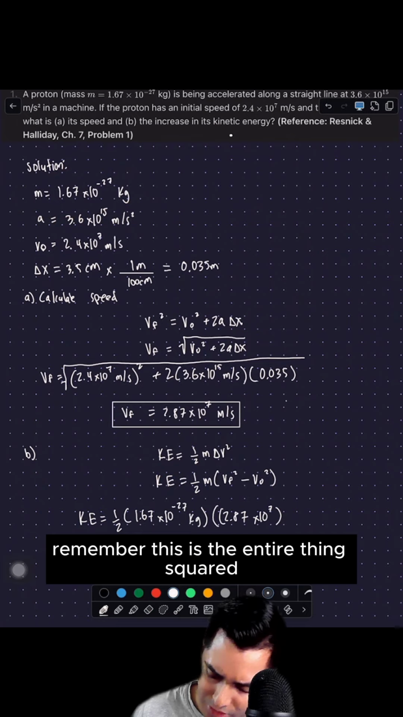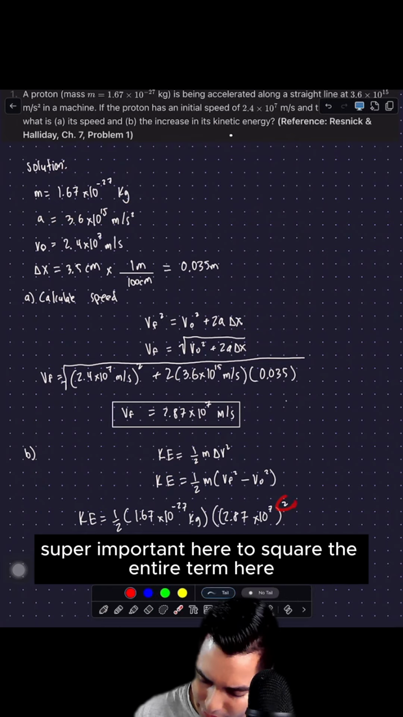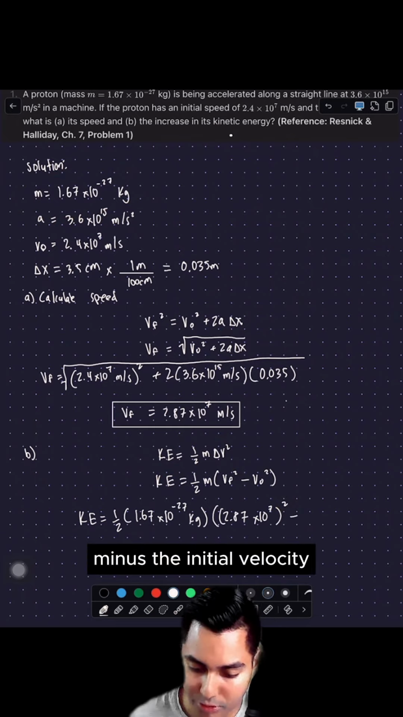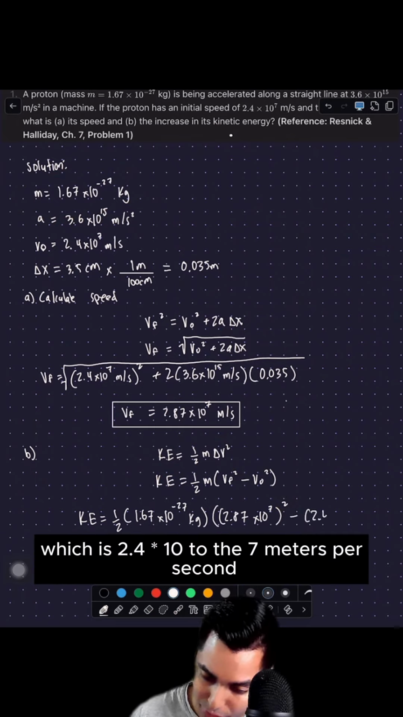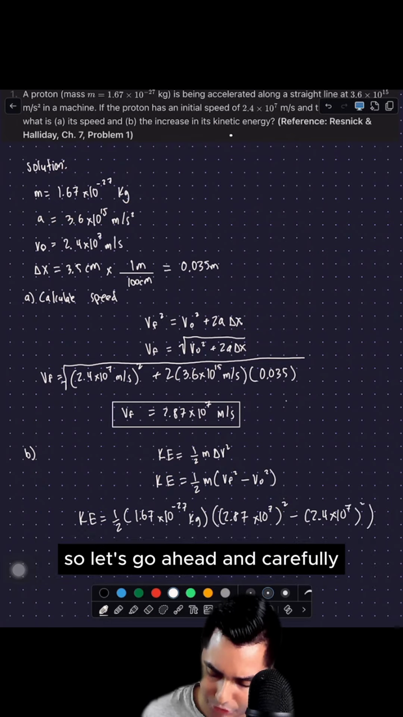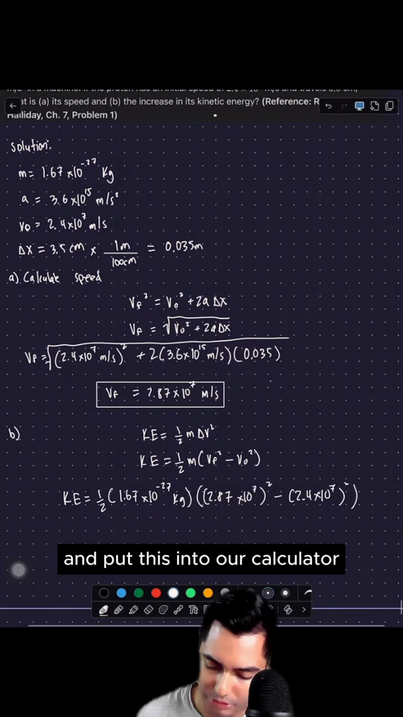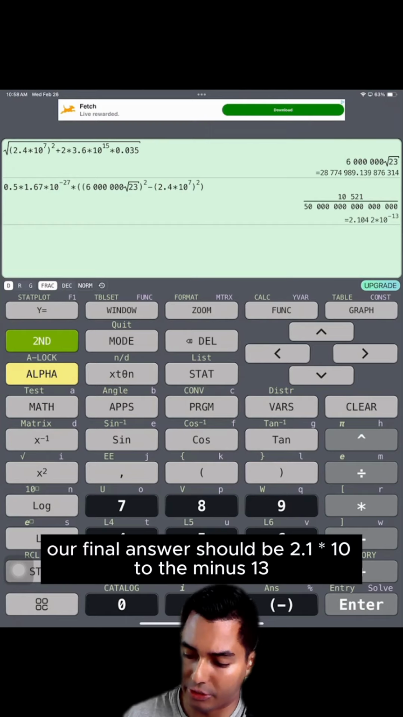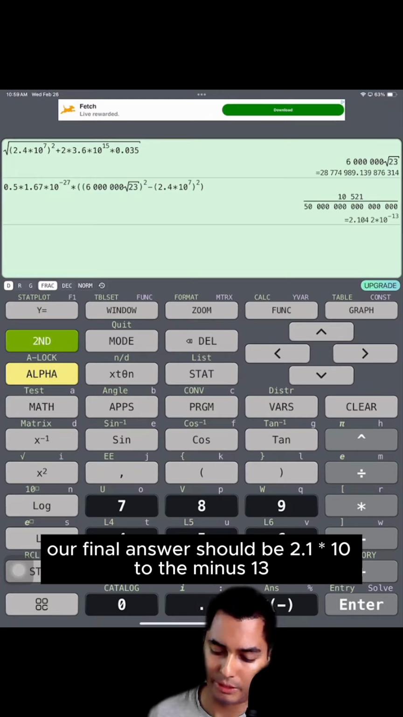Remember, this is the entire thing squared. Super important here to square the entire term. Minus the initial velocity, which is 2.4 times 10 to the 7 meters per second. Again, this is also squared. So let's go ahead and carefully input this into our calculator. And our final answer should be 2.1 times 10 to the minus 13.